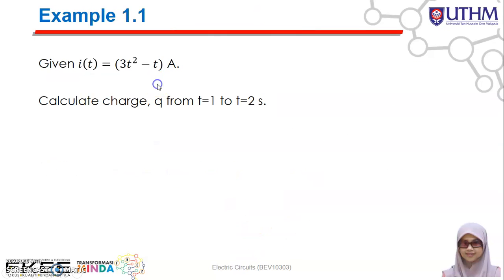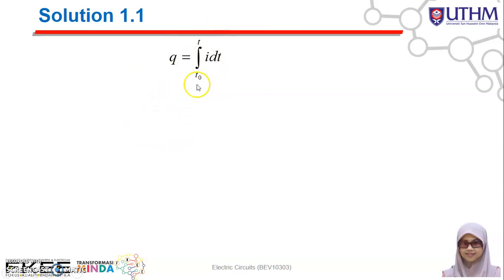For example, you have i = 3t² − t amperes, and the question asks you to calculate the charge from t = 1 to t = 2 seconds. How do we do that? You need to integrate in order to get the value of q. So q = the integral of i dt from t0 to t, where i = 3t² − t, t0 = 1 and t = 2. After that we do the integration.